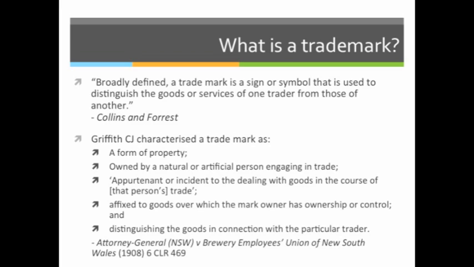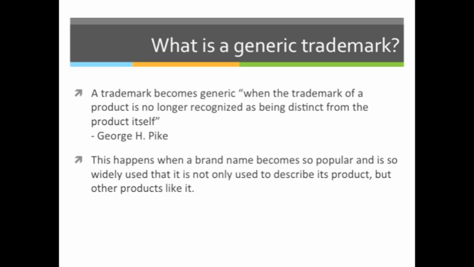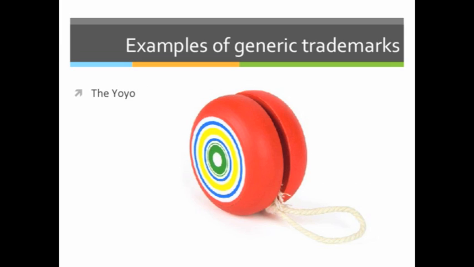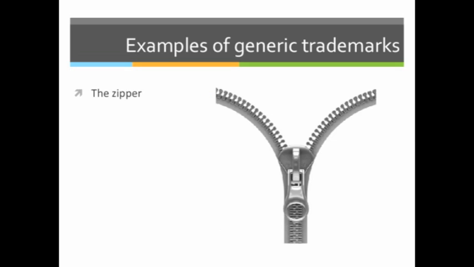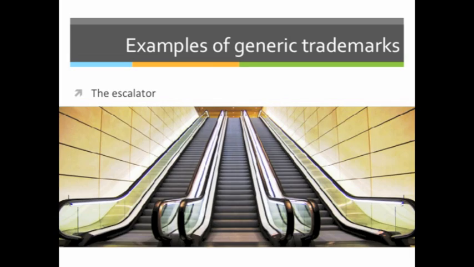So what is a generic trademark? A trademark becomes generic when the trademark of a product is no longer recognized as being distinct from the product itself. This happens when a brand name becomes so popular and is so widely used that it is not only used to describe its product, but other products like it. This has happened to the yo-yo, the zipper, and even the escalator.